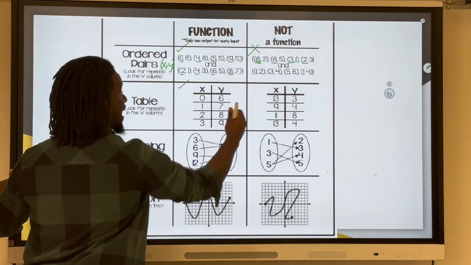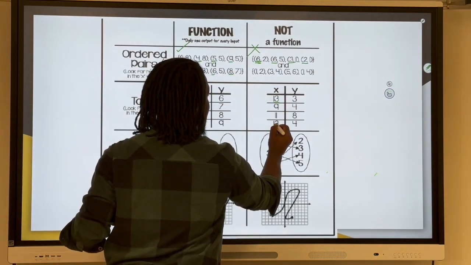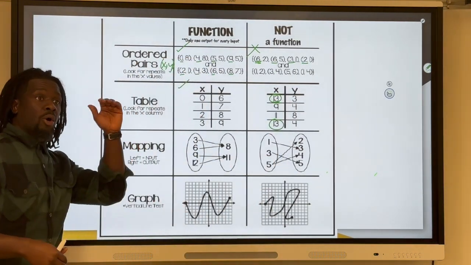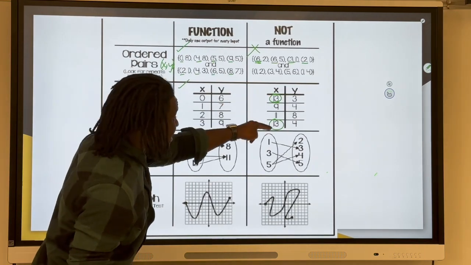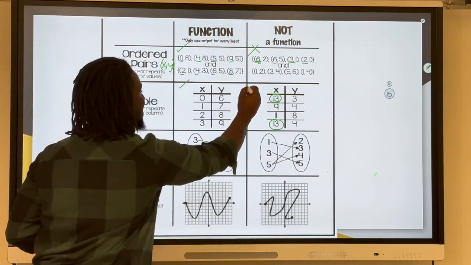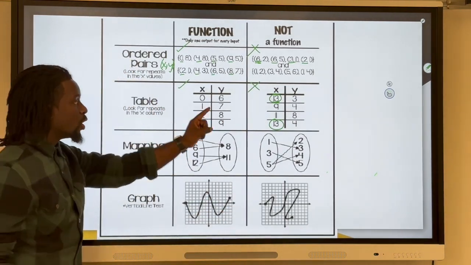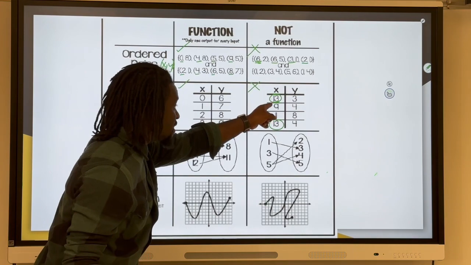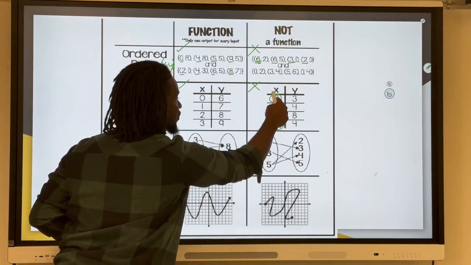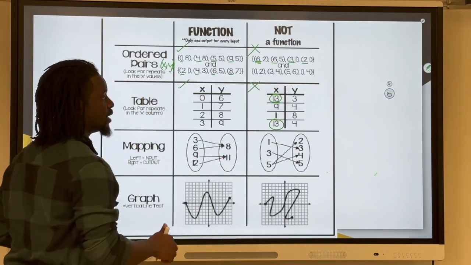But let's look at the other side. You have a 13 and you got another 13. So there are repeating x's. The 13 is the number that repeats. So that is not a function because you can only have one x. For every x, there can only be one y. You can't have multiple y's for the same x. Okay? In other words, the x's can't repeat.